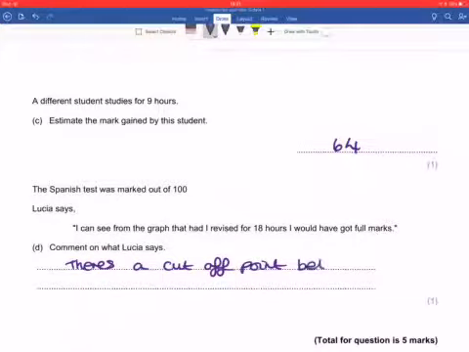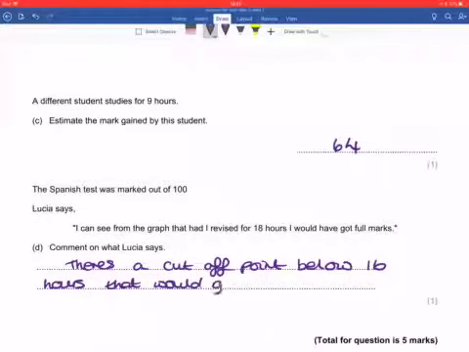Below 16 hours. That would give you 100%. Okay, so no.